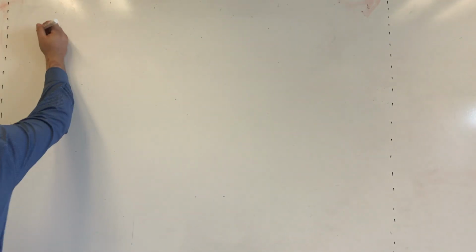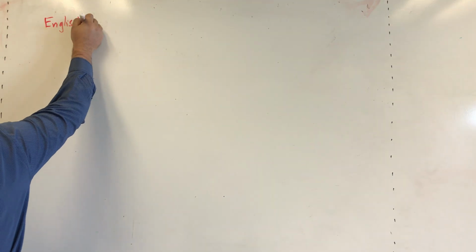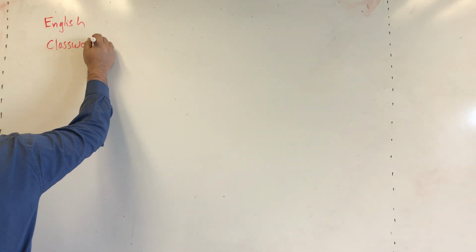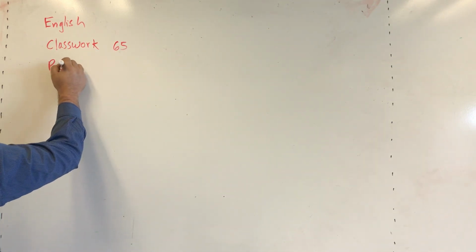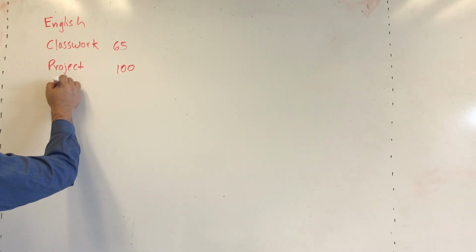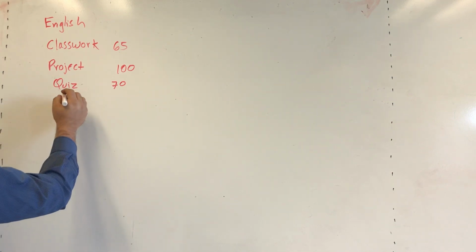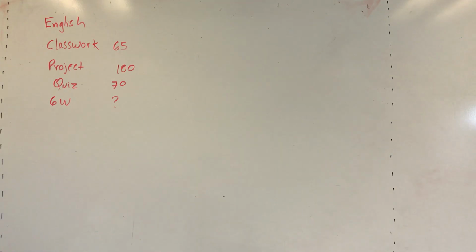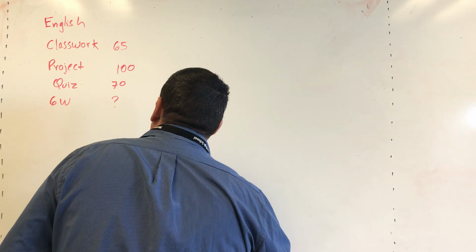Okay, so you are working with the English teacher. For classwork, you have 65 for your project. You have 100 for the quiz. You have 70, and for the 6 weeks test, you don't know yet. Okay, you don't know.